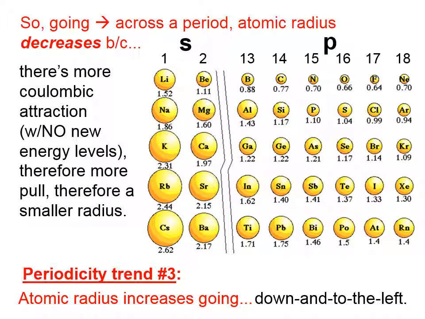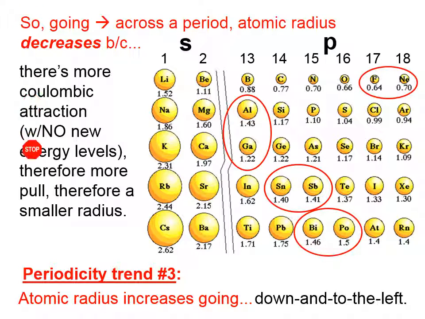Furthermore, as we start on the left side of a period and move to the right, you can see that in general the atoms get smaller. They get more massive. In other words, they have more mass. They're heavier, but they take up less space. Now, there are some exceptions. We're not interested in the exceptions, but we're just learning the overall pattern.